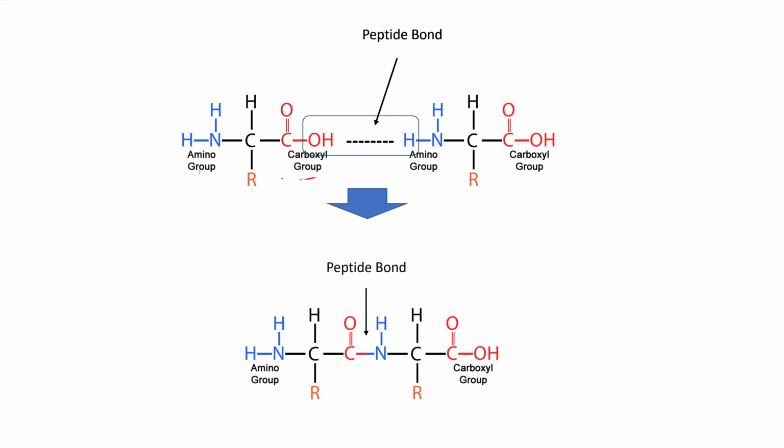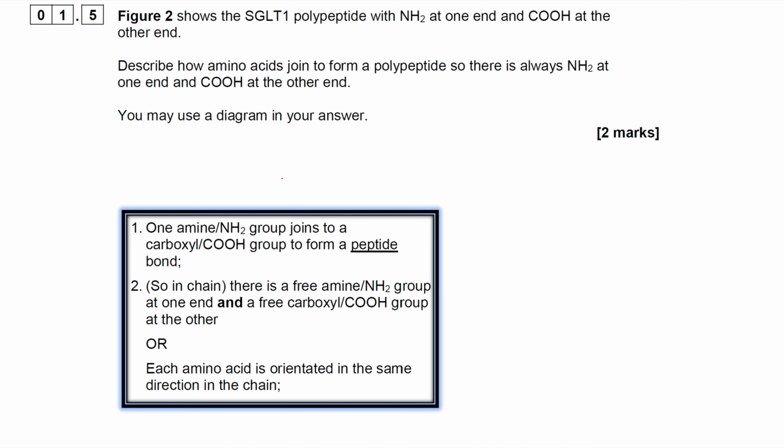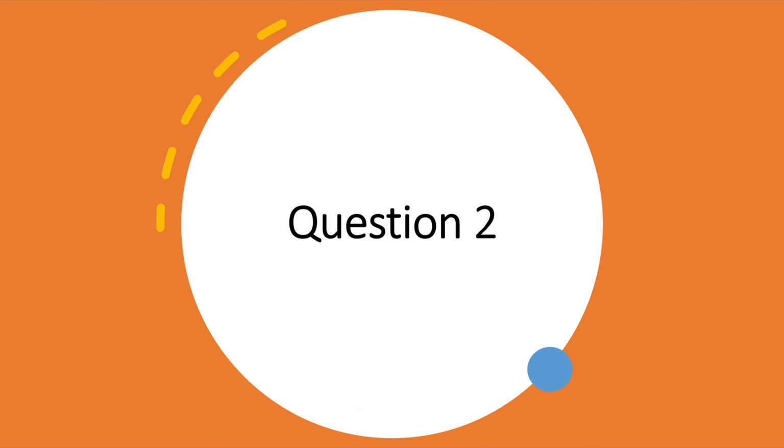If you look carefully, you can see that there's an amino group on one side and a carboxylic group on the other side. Because this question was for 2 marks, your answer should include these 2 points. Number 1, one amine or NH2 group joins to a carboxylic group to form a peptide bond. Number 2, in the chain there's a free amine group at one end and a free carboxylic group at the other end. Or you can say that each amino acid is oriented in the same direction in the chain. Okay, so that was question 1. Now let's move on to question number 2.